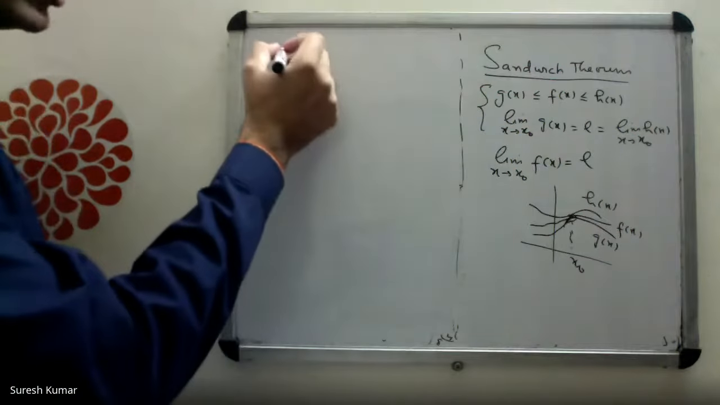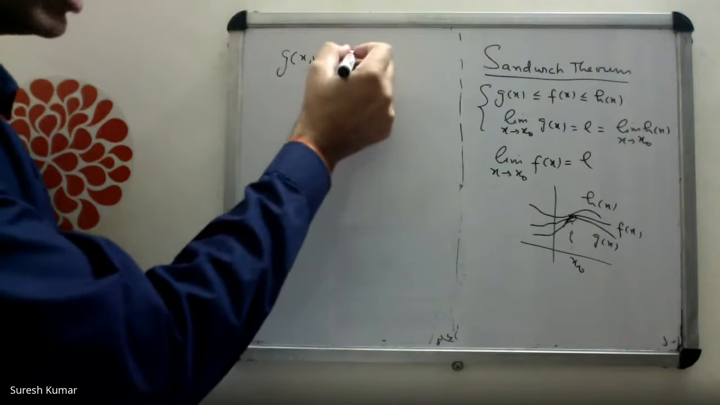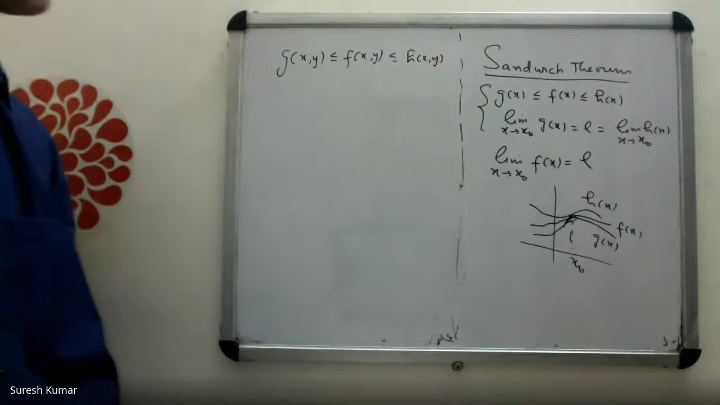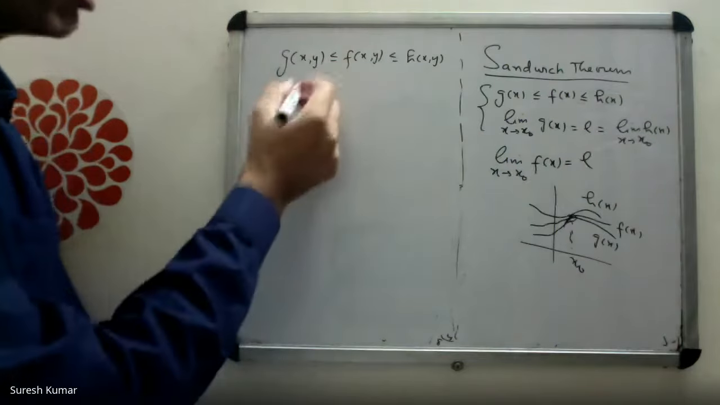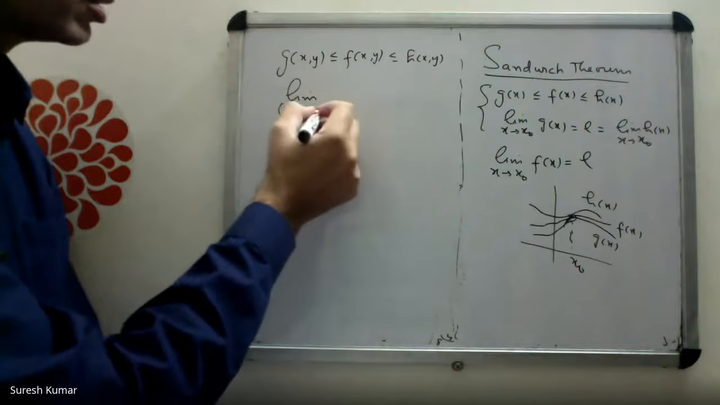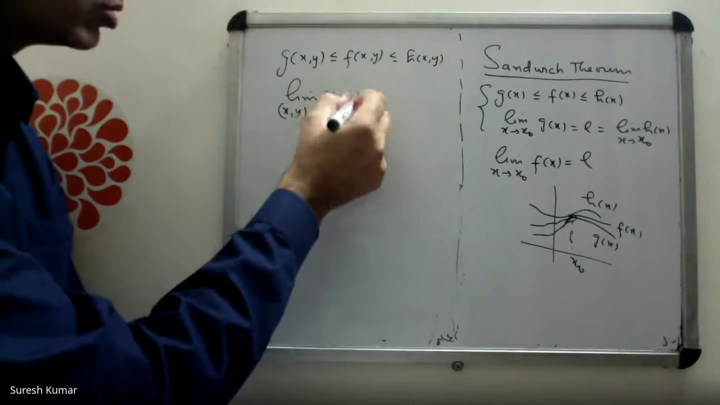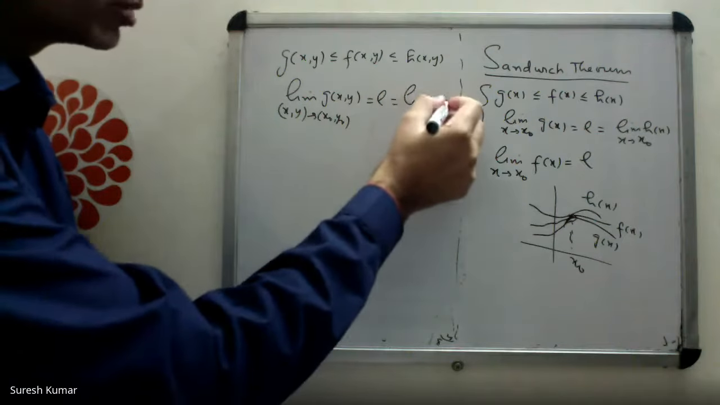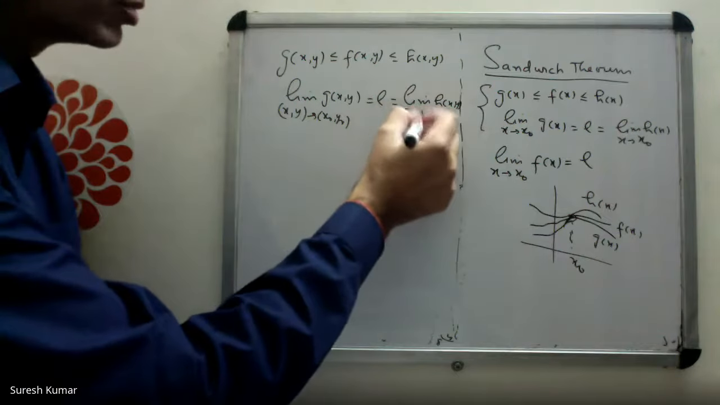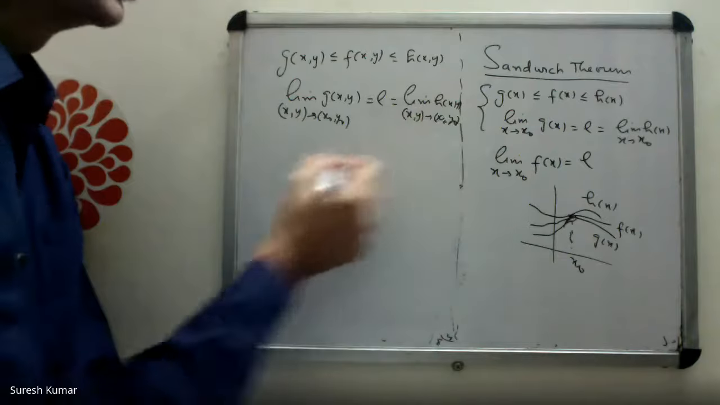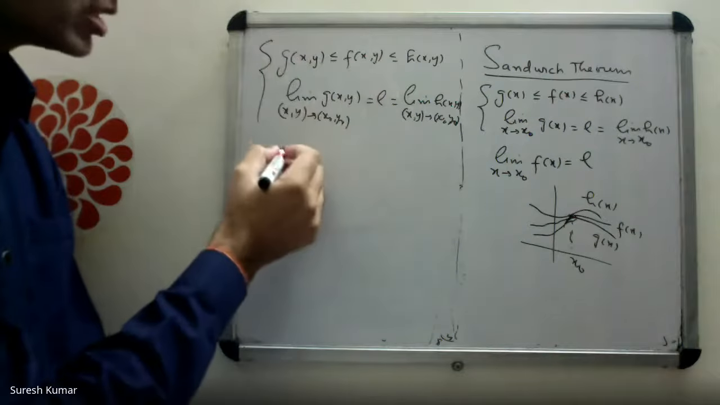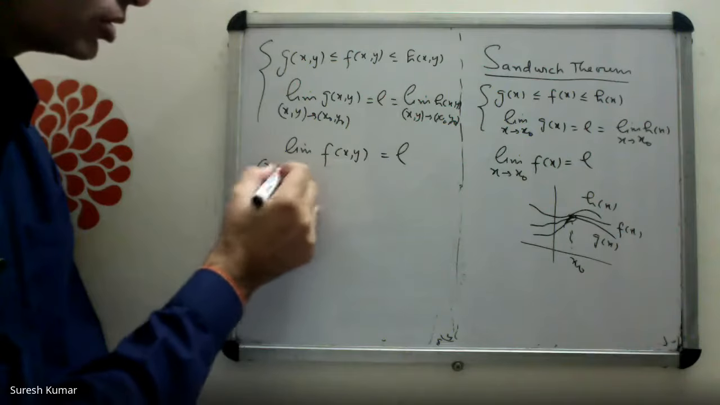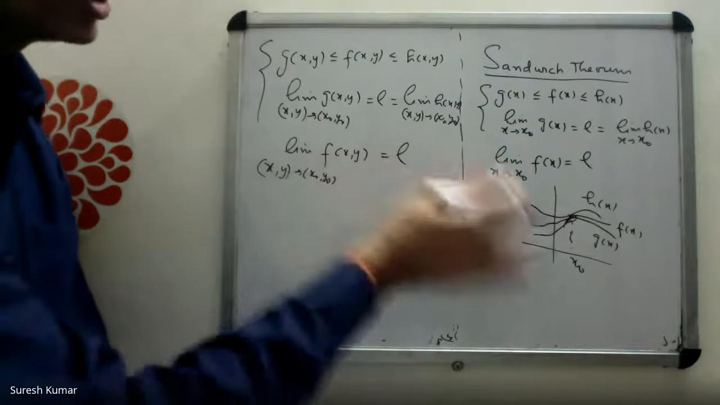The same result you can write for a function of two variables. But now geometrically these are different things. Now instead of curves, these are surfaces. Okay, there are three surfaces. So suppose the limit of g(x, y) as (x, y) goes to (x0, y0) is L, and the same is the limit for h(x, y) as (x, y) goes to (x0, y0). If these two conditions are satisfied, you can say that the limit of f(x, y) is also L as (x, y) goes to (x0, y0). So it's a similar result, okay?